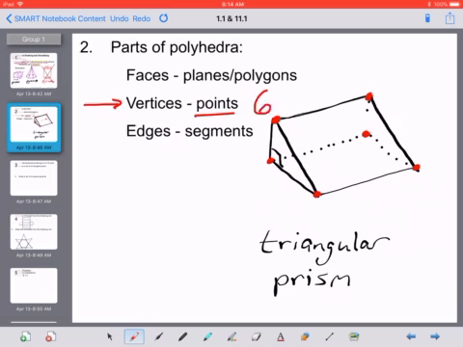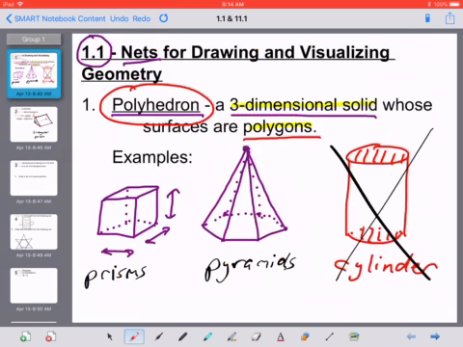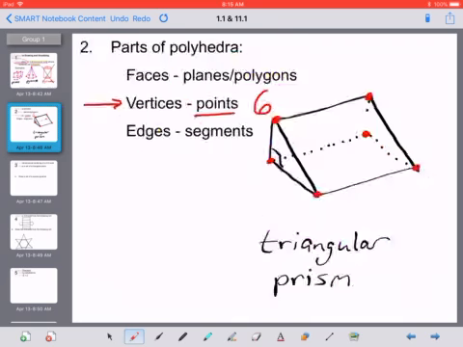Now that's going to be different in every polygon or every polyhedron that we look at. For example, if we went back to the rectangular prism here, looks like I've got 1, 2, 3, 4, 5, 6, 7, 8 vertices right there. For my pyramid, 1, 2, 3, 4, 5, and 6 on the base, and then 1 up here on the top. So that's going to change on every polyhedron that we look at. But in this particular example of our triangular prism, we have 6 vertices.